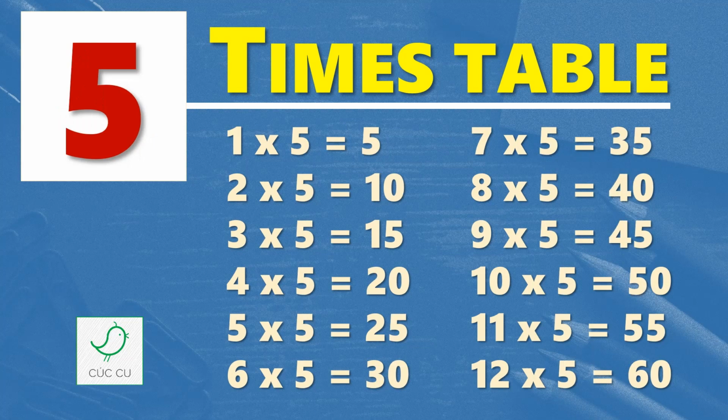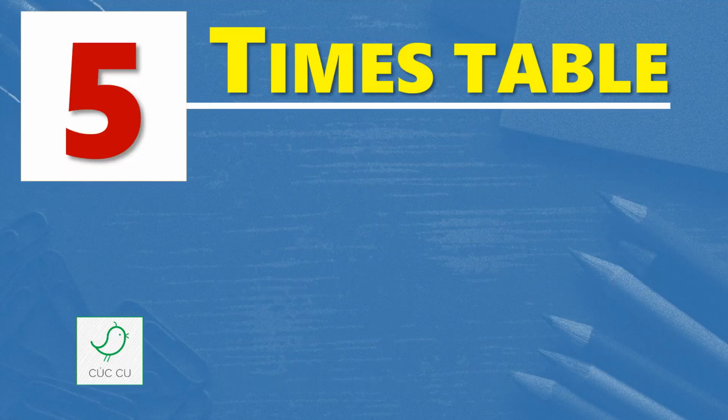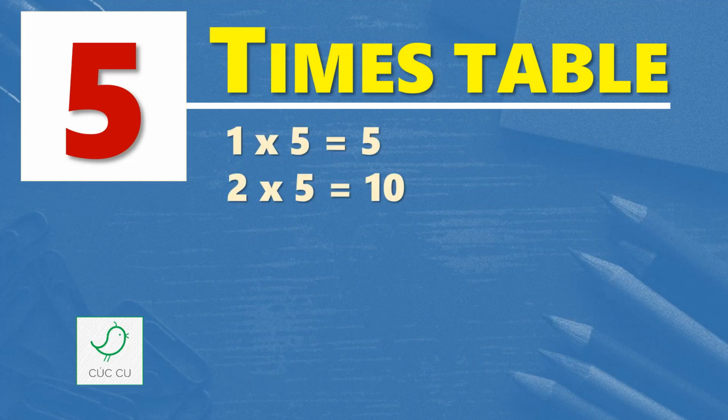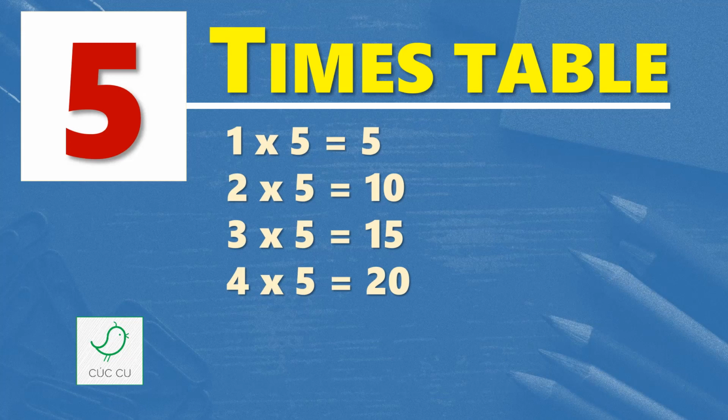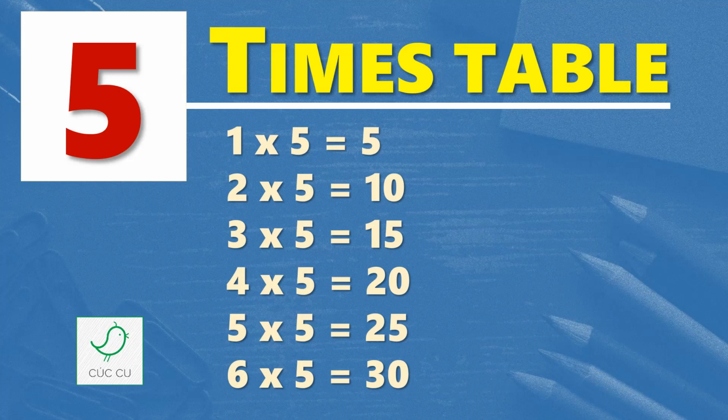Multiplication table of 5. 5 times table. 1 times 5 is 5. 2 times 5 is 10. 3 times 5 is 15. 4 times 5 is 20. 5 times 5 is 25. 6 times 5 is 30.